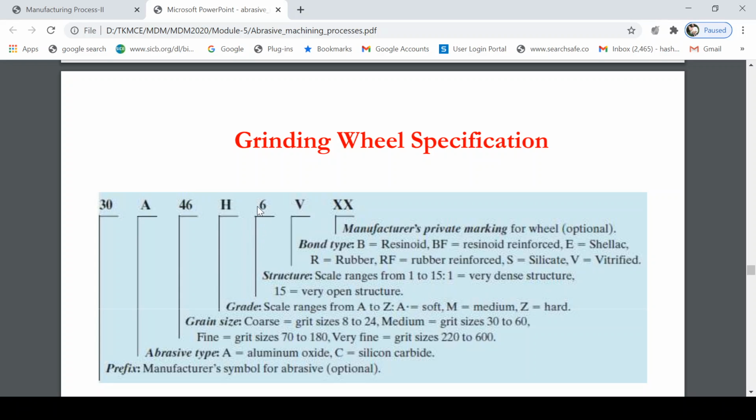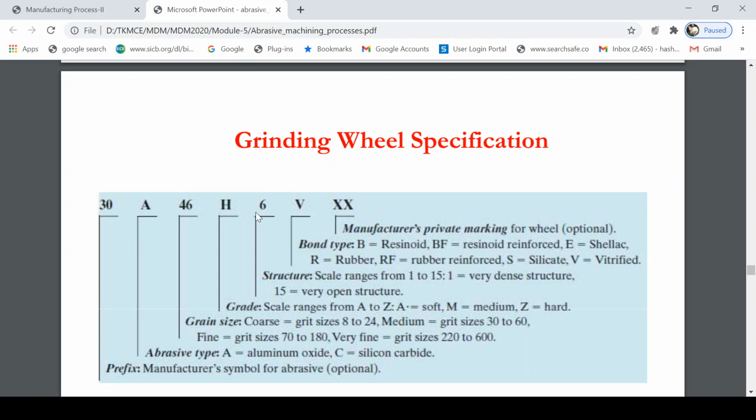Then the next digit is for structure. Its scale ranges from 1 to 15. 1 is a very dense structure and 15 is a very open structure. There are a lot of voids. So this number is 6, that is medium, the medium range structure.